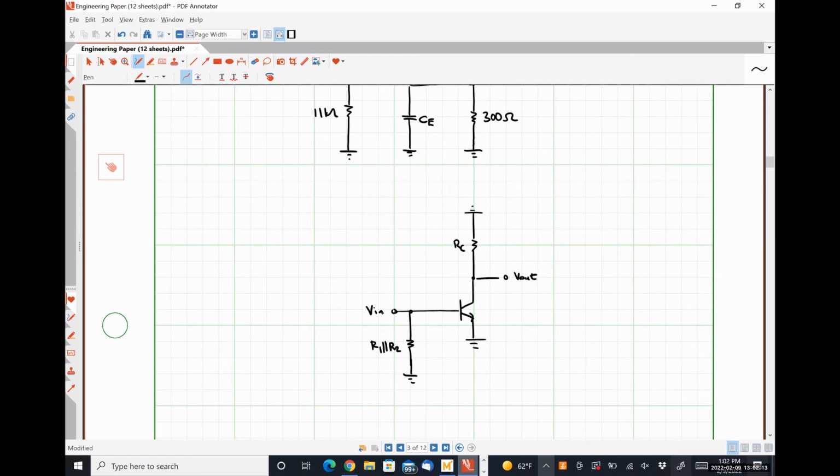All right. Let me put a dashed line here, just to be clear. Everything to the right of this line looks like a common emitter core with early effect.